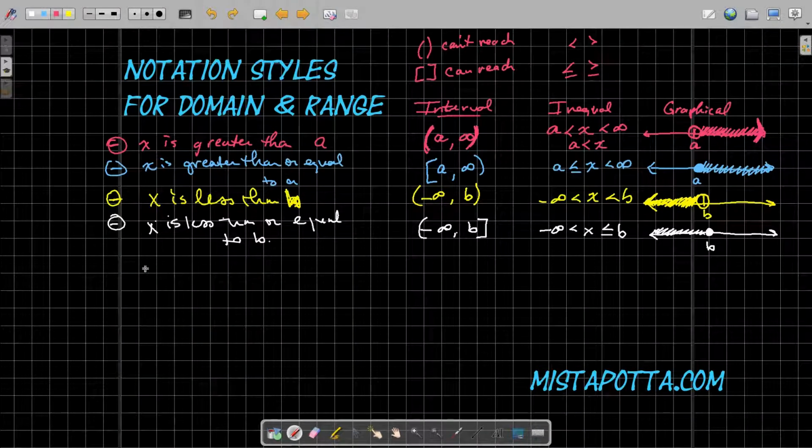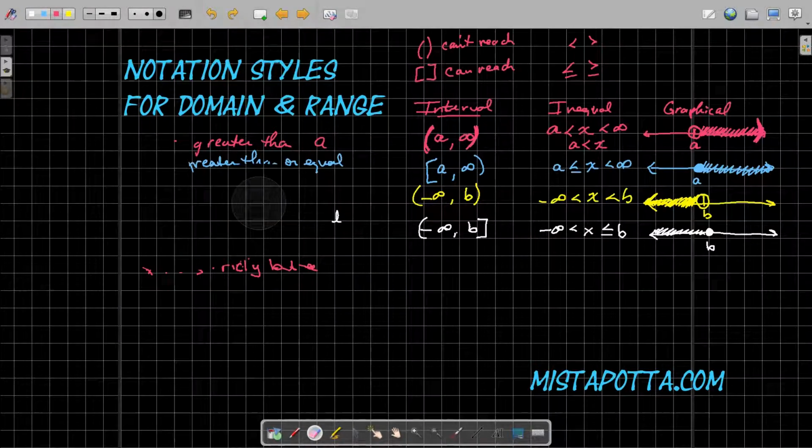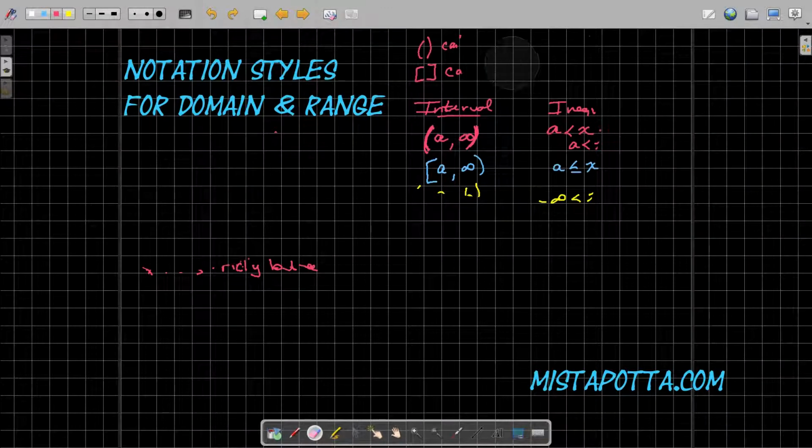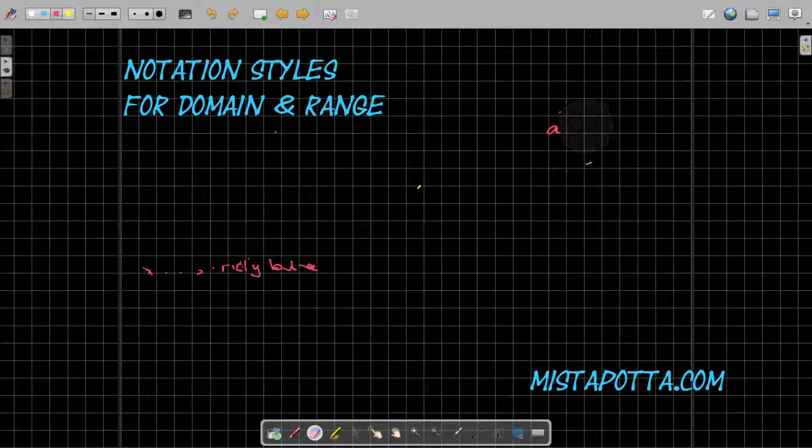So I could have something like x is, gadzooks, this is not working well. There's too much writing on here, it gets a bit of a hassle. So let's go ahead and clear this up and then we'll continue going on here.